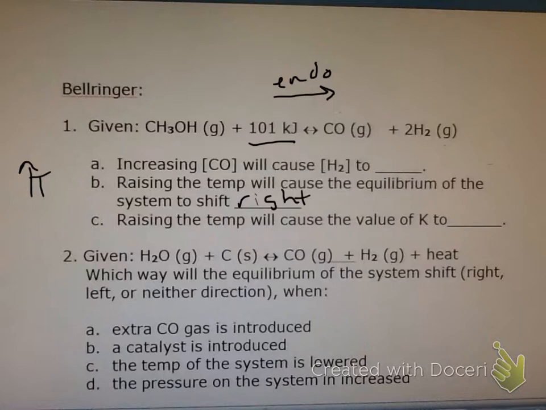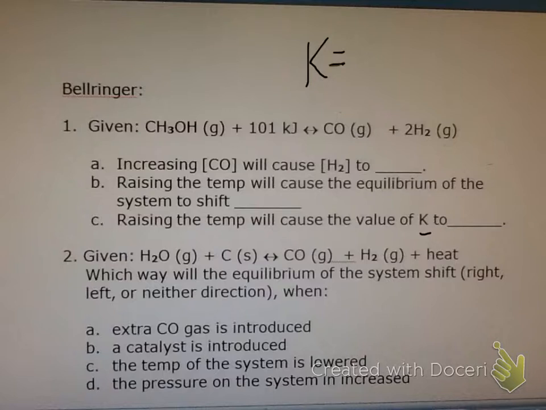In this case, it would cause the system to shift to the right. All right. And then in number 3, raising the temperature will cause the value of K to do what? Well, since they're asking about K, which is our equilibrium constant, could be Kc, it could be Keq, or just very simply K, we need to go ahead and write the equilibrium expression. So K equals products over reactants raised to their coefficient power.